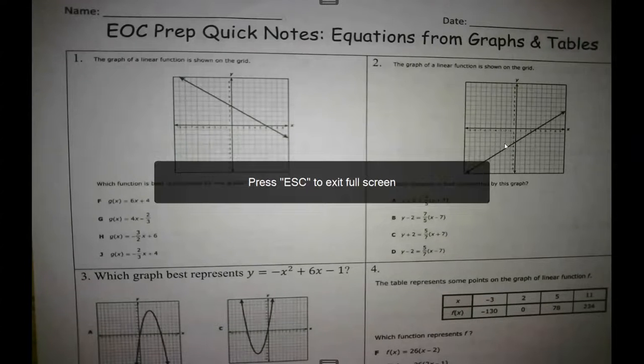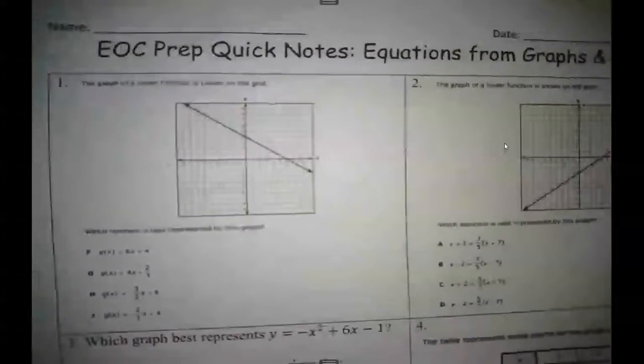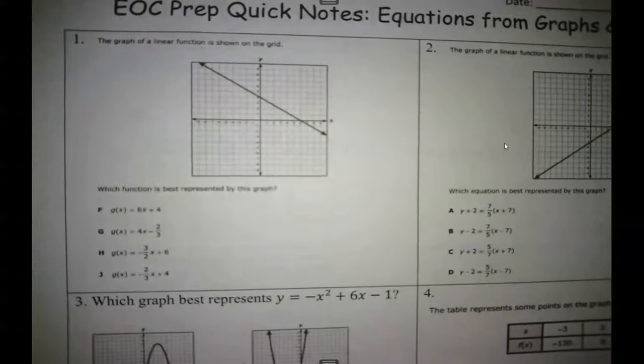Let's look at how to find the equation given a graph or a table. There's a couple of ways of doing this, all of these problems. Let's just go one by one. The graph of the linear function is shown on the grid. Which function best represents the graph?